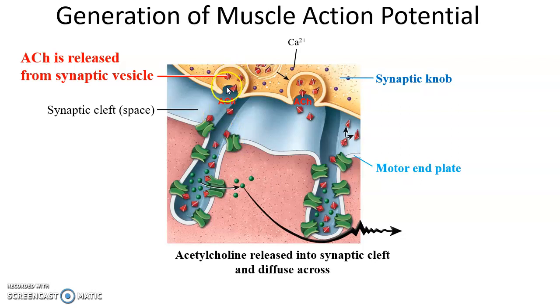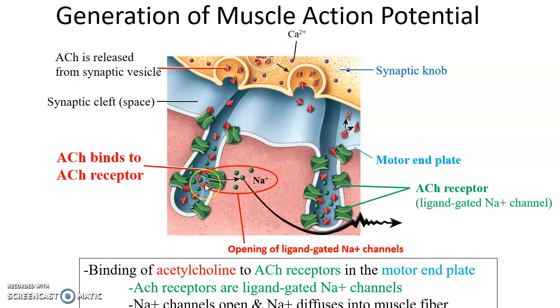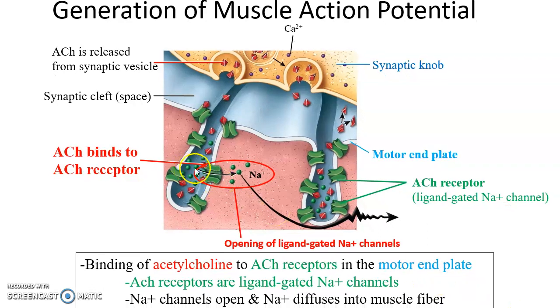The acetylcholine will then diffuse across the cleft and reach the motor end plate. And when they reach the motor end plate, the acetylcholine will then bind to receptors that are on the surface of the motor end plate. The receptors, when filled with acetylcholine, cause sodium ion channels to open. And the open sodium ion channels will allow sodium ions to flood into the muscle cell. So acetylcholine binds to its receptor, opening sodium ion channels. Sodium ion floods into the cell.